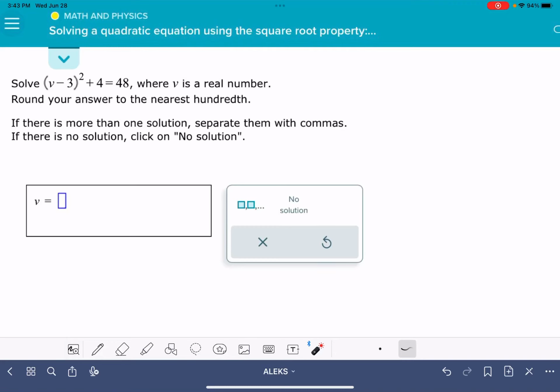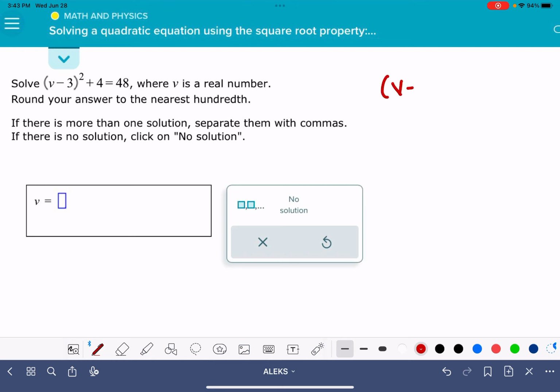In this video, I'll show you how to solve the ALEKS problem called solving a quadratic equation using the square root property, decimal answers advanced. This problem is going to ask you to solve for a variable in a quadratic equation. It wants you to calculate it to the nearest hundredth. Let's go ahead and get started with the problem that I've been given.